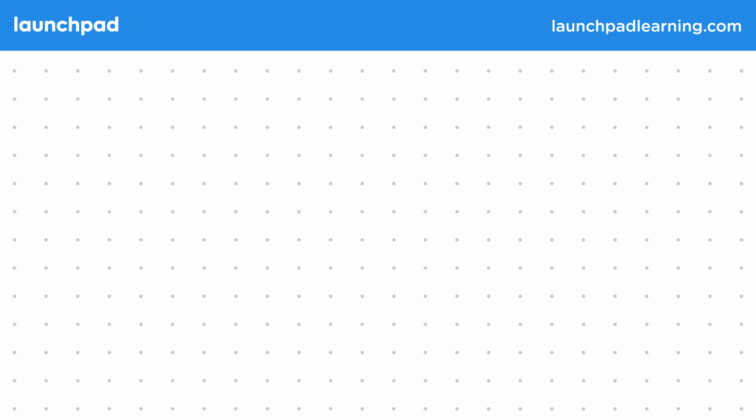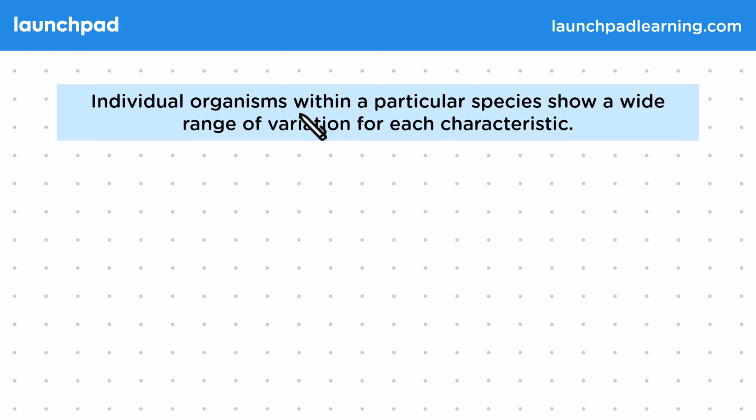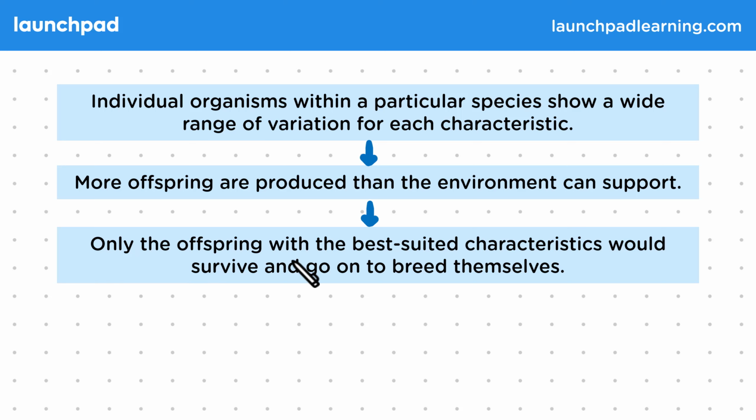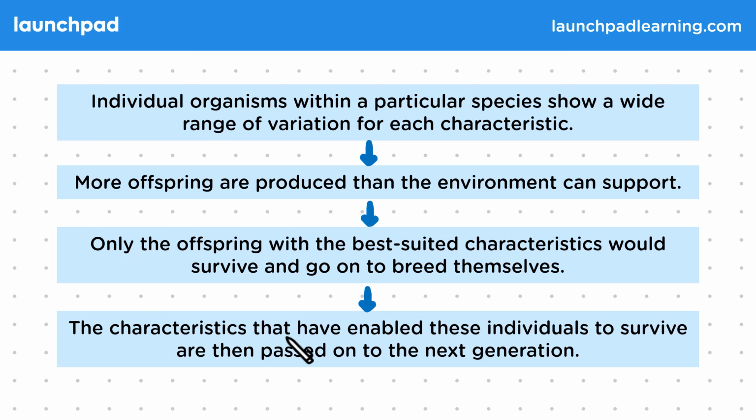Natural selection is based on a collection of ideas that build up to explain how evolution works. Individual organisms within a particular species show a wide range of variation for each characteristic. More offspring are produced than the environment can support. As a result, only the offspring with the best suited characteristics would survive and go on to breed themselves. The characteristics that have enabled these individuals to survive are then passed on to the next generation. Over successive generations, this increases the number of individuals with this new successful trait.